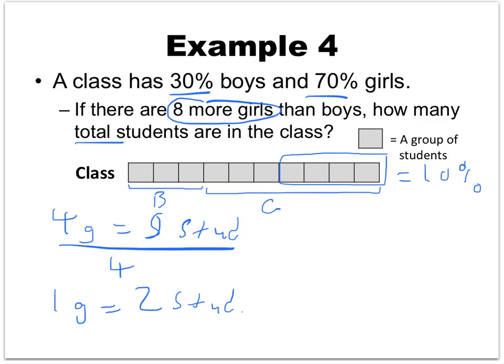And now we know how many students was in each group. We originally had 10 groups, so let's take our original 10 groups times the 2 students per group, and that's going to give us 20 students total.